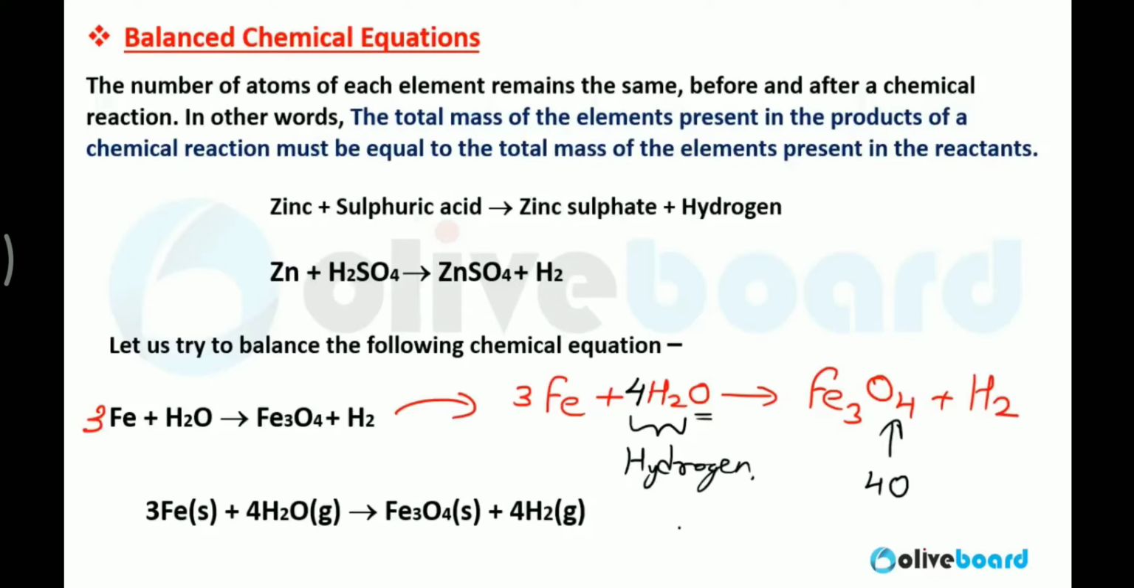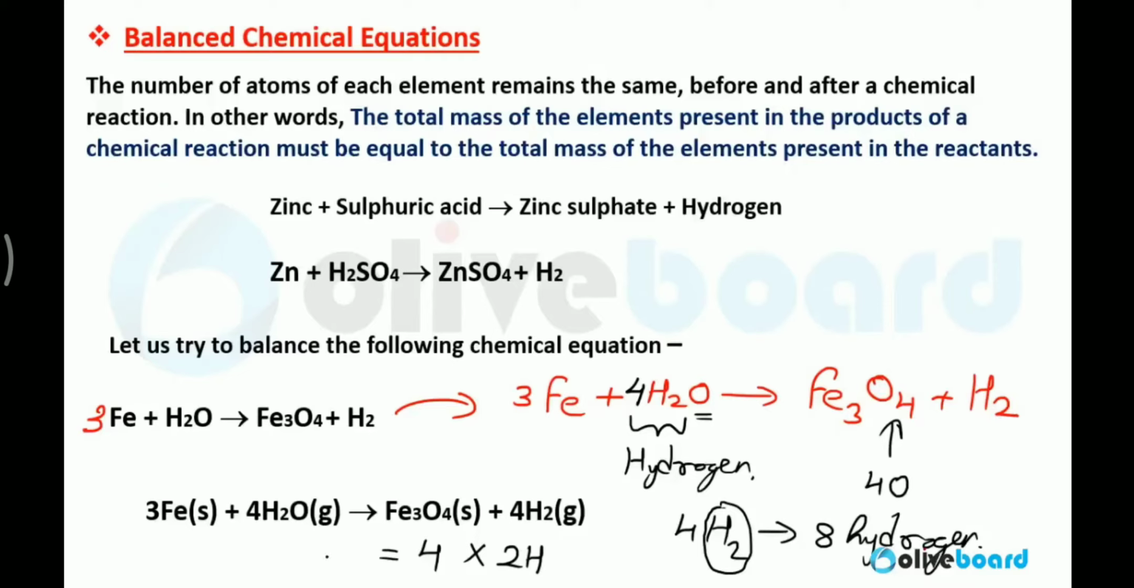4H2, which means how many hydrogen are there? 8 hydrogen atoms are there. This is an H2 molecule, which means 2 hydrogen, and 4 is the multiplying factor here. So 8 hydrogen are there overall. Clear? But how many hydrogen on the product side? In H2, only 2 hydrogen. So multiply the product hydrogen gas by 4, and you will get this reaction: 3Fe solid.